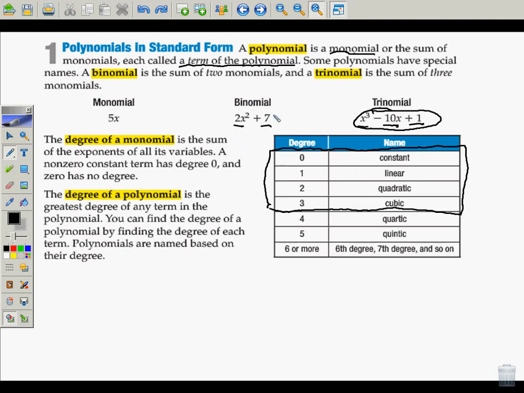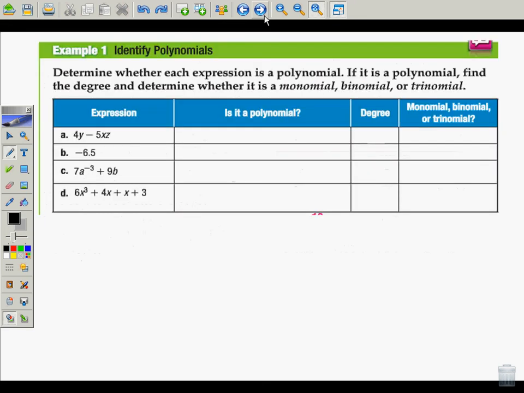So let's look at a few examples. We're going to see, are they a polynomial? And if it's a polynomial, we're going to name the degree of the polynomial and then determine is it a monomial, binomial, or trinomial. So the first one, we have 4y minus 5xz.